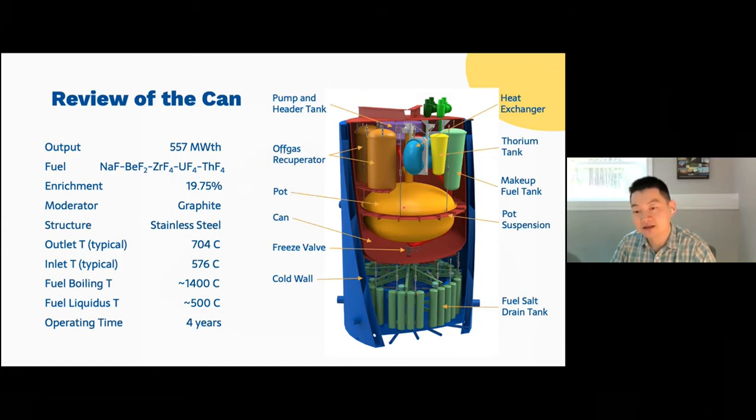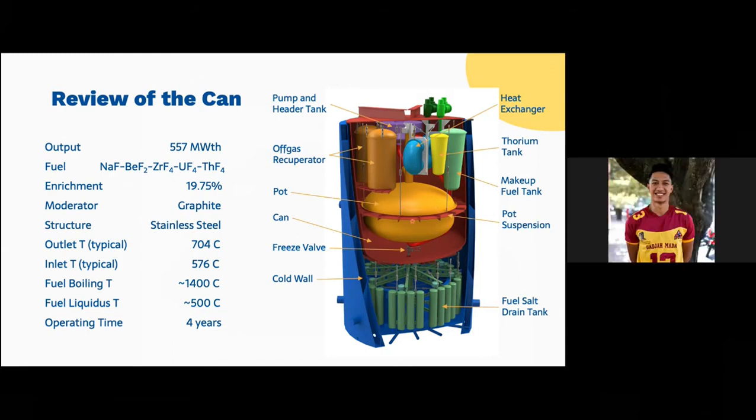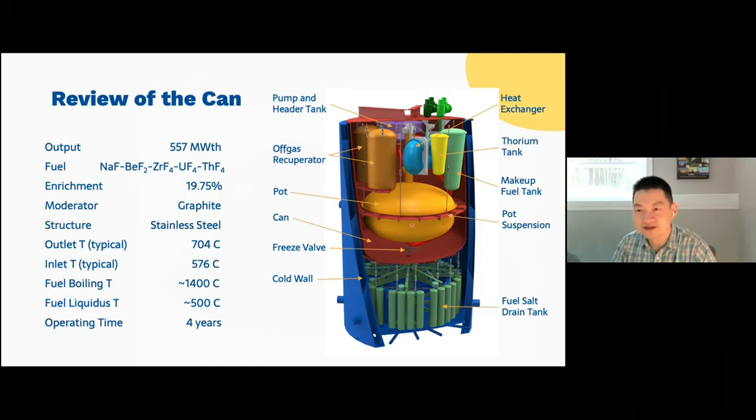And here's the pot, which is the core. As you can see, why it's called pot, because it looks like a pot. So the fuel salt circulates within the can. And there are several things I want to point out. First of all, there's a fuel makeup tank here, which is important, because we're going to add makeup fuel salt into the system during operation. So we'll talk about that.